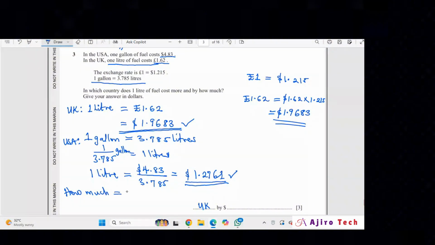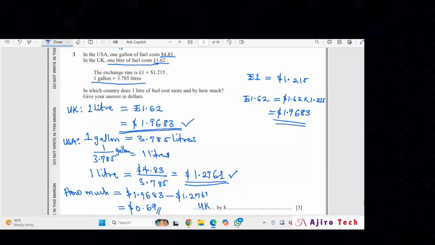To find that, what you just need to do is subtract. So I have 1.9683 minus 1.2761. By the time you do that, it will give us 0.69, which is our answer that we have here.